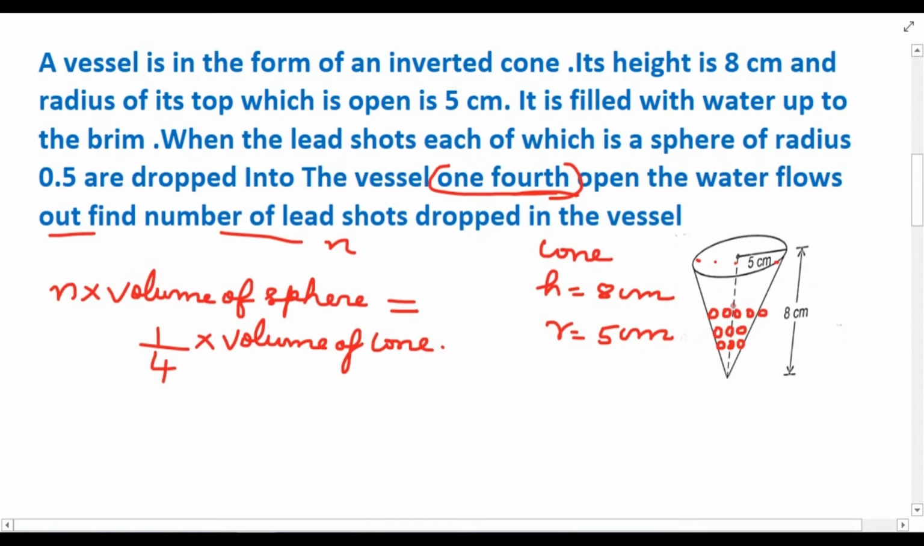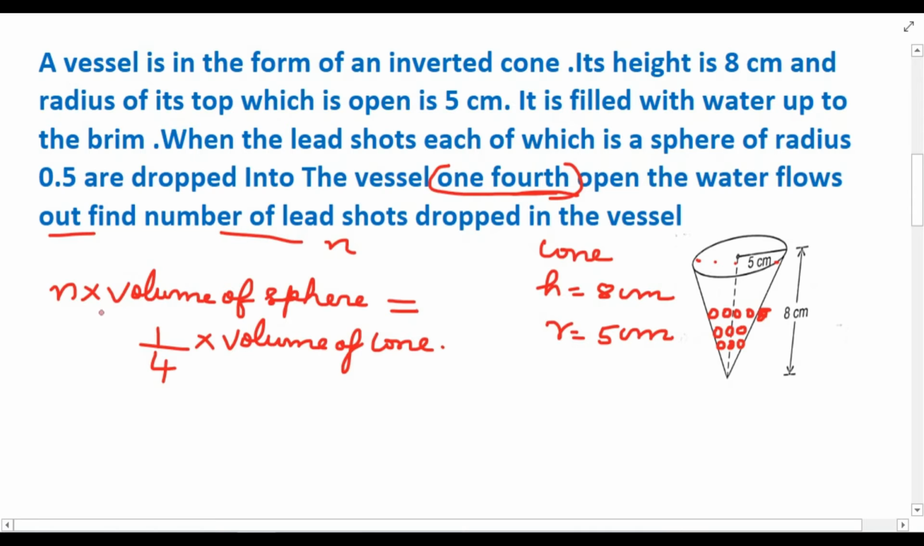So some lead shots have been dropped into this vessel. We don't know how many lead shots are dropped in the vessel, and the lead shots are in the shape of a sphere. The only thing they have given is that 1/4 of the water has flowed outside. So we need to find how many lead shots are dropped in this vessel.